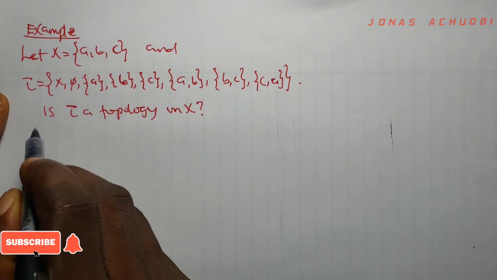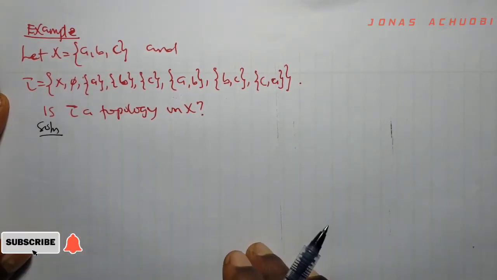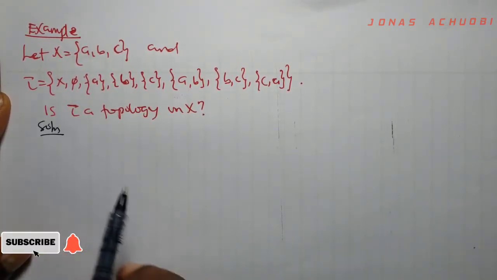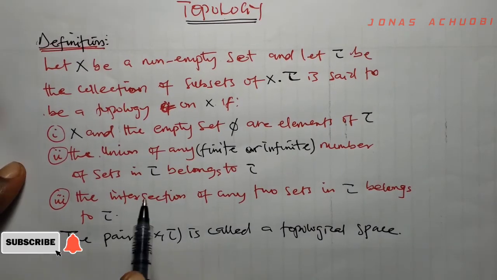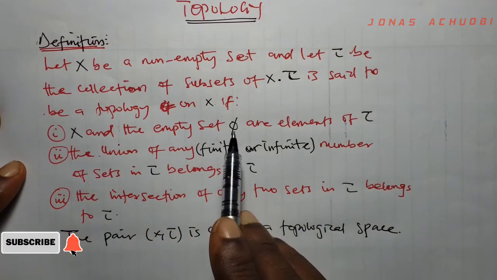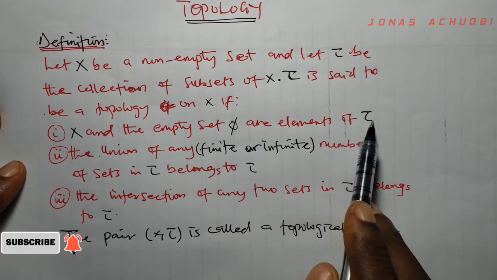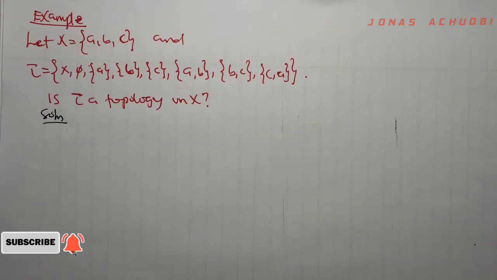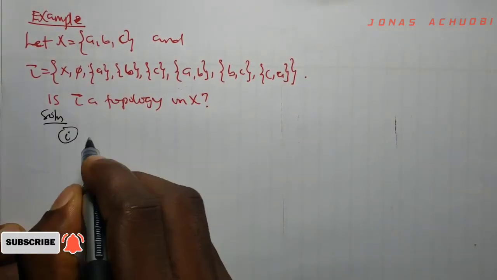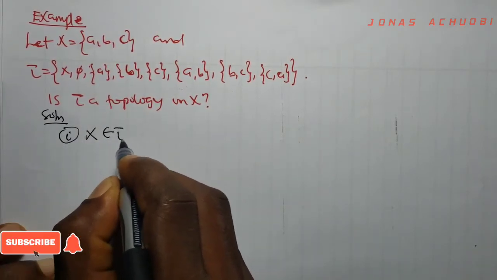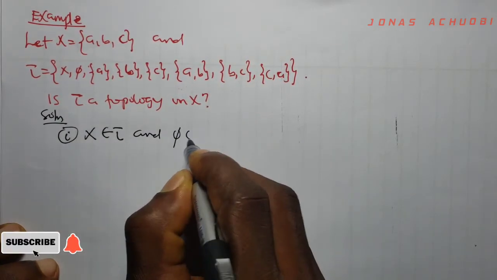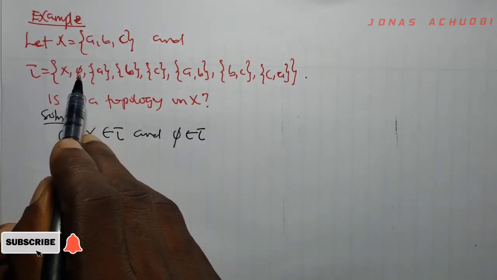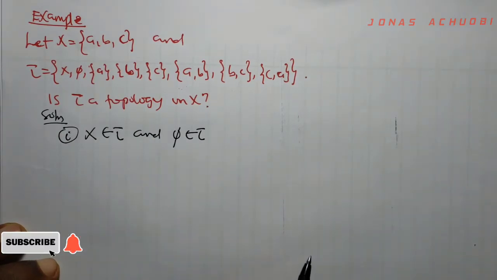Let us check. Now to check this, what do we do? We check if the collection tau satisfies the three conditions of the definition of a topology. The first condition is that X, the set, and the empty set must be elements of the collection tau. Let us check if that is true. Is X an element of tau? Let us see. In tau, is there X? There is X. And the empty set is an element of tau. The empty set is here again, an element of tau. So the first condition for a topology is true.